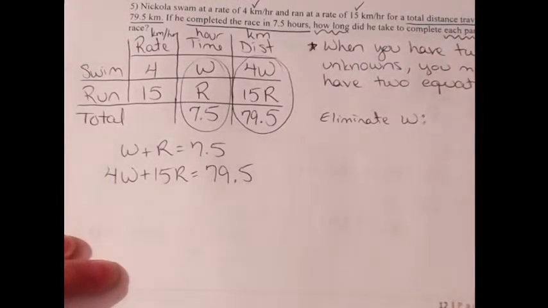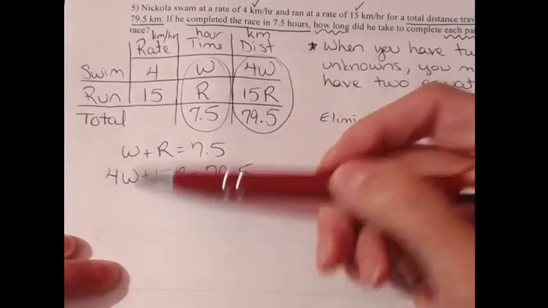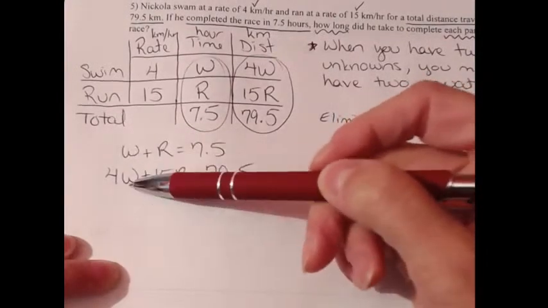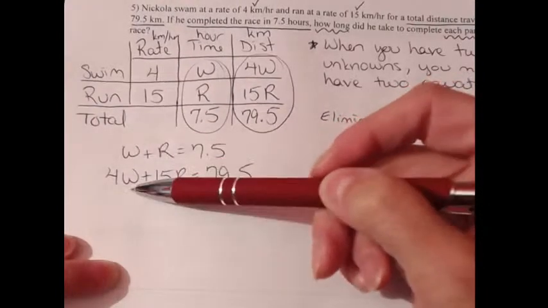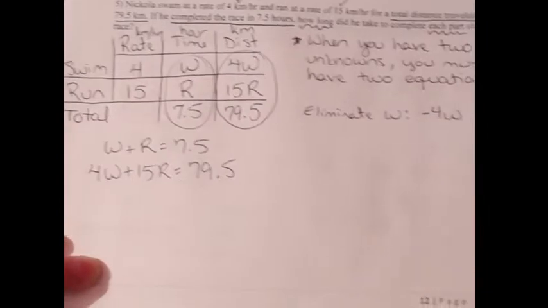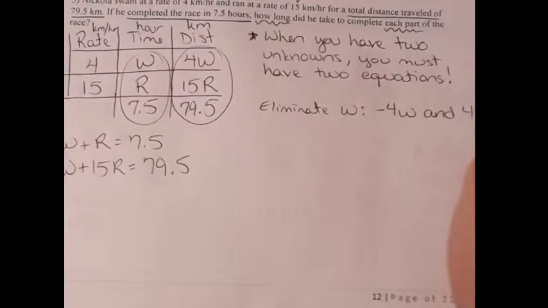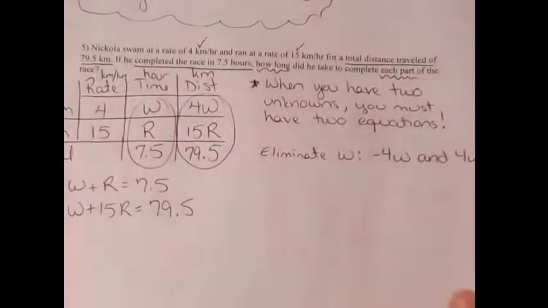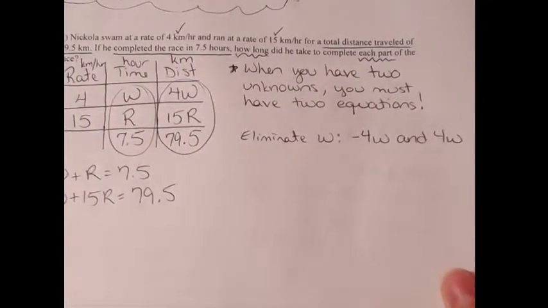And if I want to eliminate W, I have a 1W and a 4W. A common multiple is 4. So I want one to be negative 4W and positive 4W. So that's my goal. Negative 4W and positive 4W. And actually, I'm going to zoom this out again, just to make it easier. So we want to eliminate W by making them negative 4W and positive 4W.